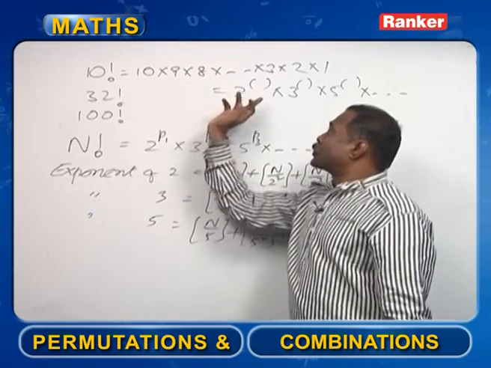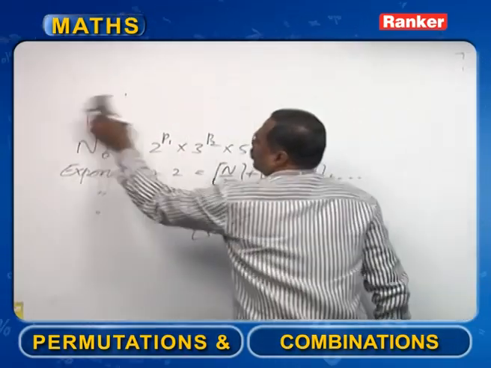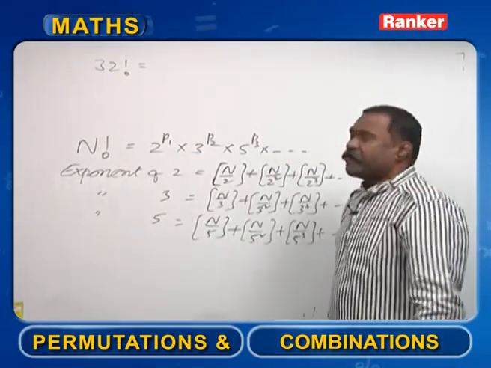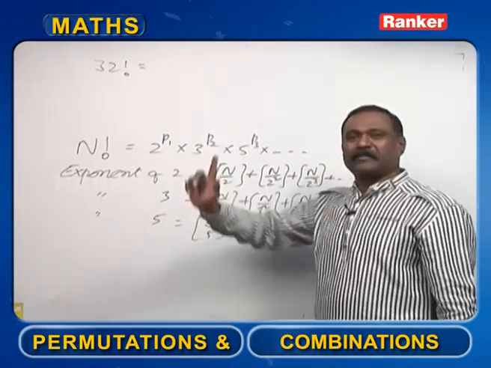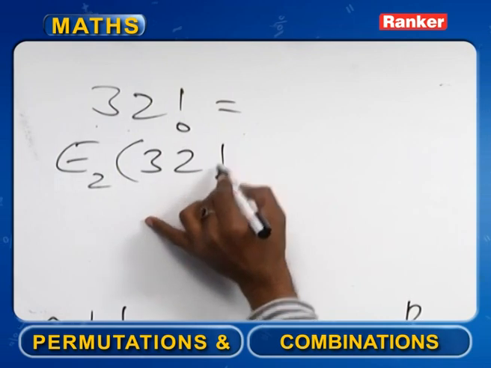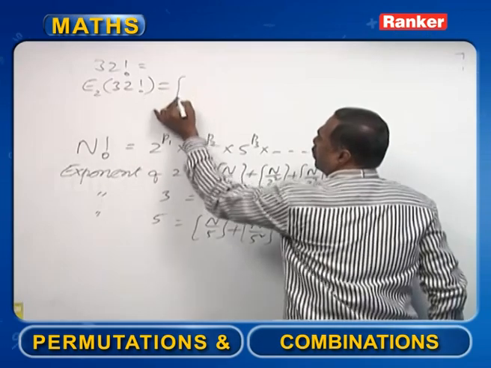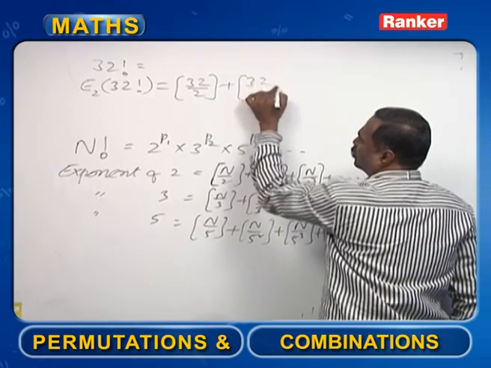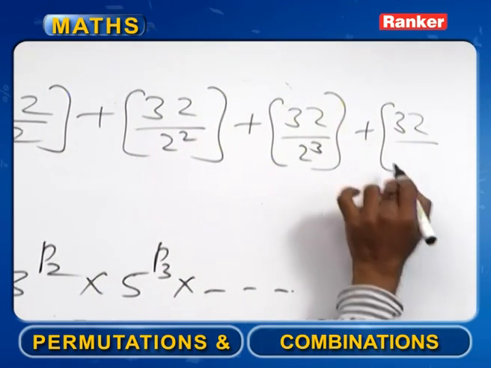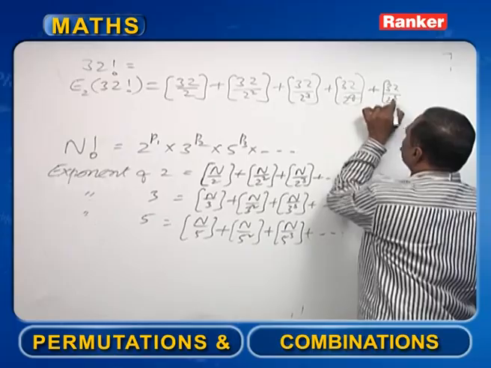If you want the exponent of 2 in the expansion of 32 factorial, just as an example, 32 factorial is 32 into 31 into 30 into so on into 3 into 2 into 1. In that product you need the power of 2. The exponent of 2 in 32 factorial is step of 32 by 2 plus step of 32 by 2 square plus step of 32 upon 2 cube plus step of 32 upon 2 power 4 plus step of 32 upon 2 power 5.